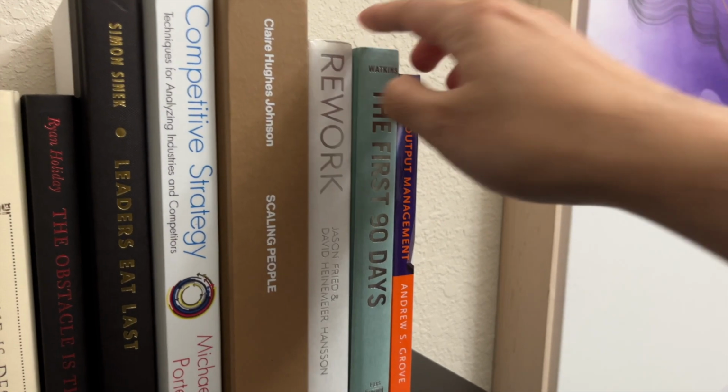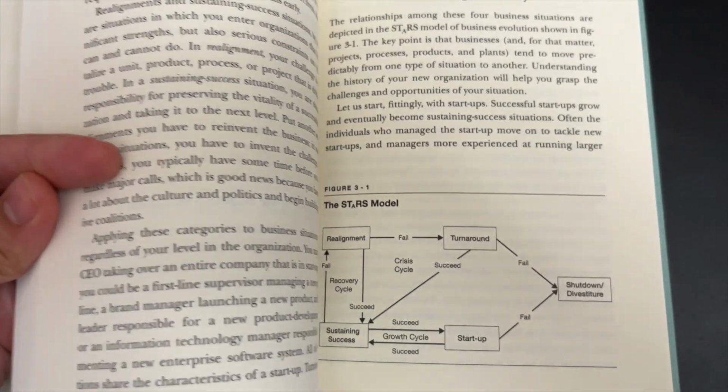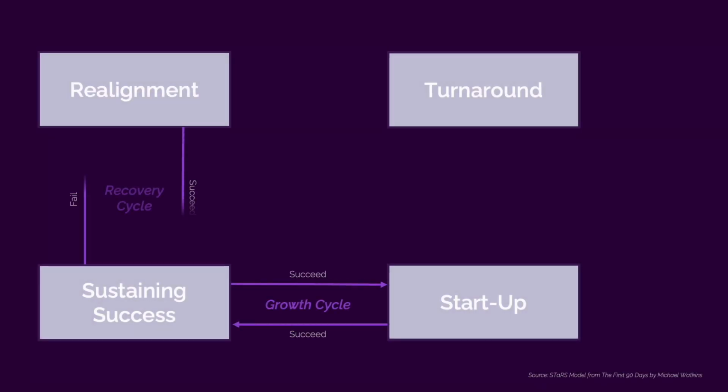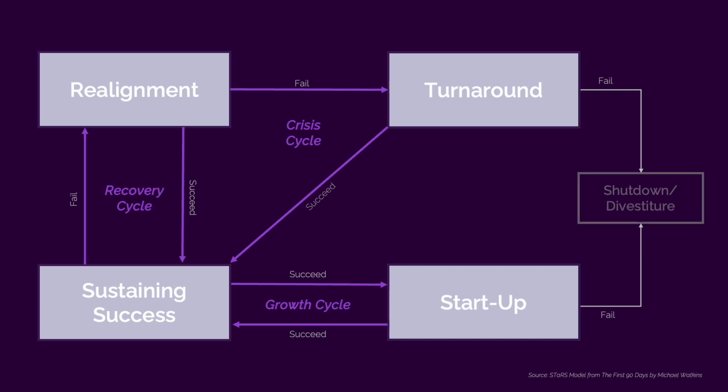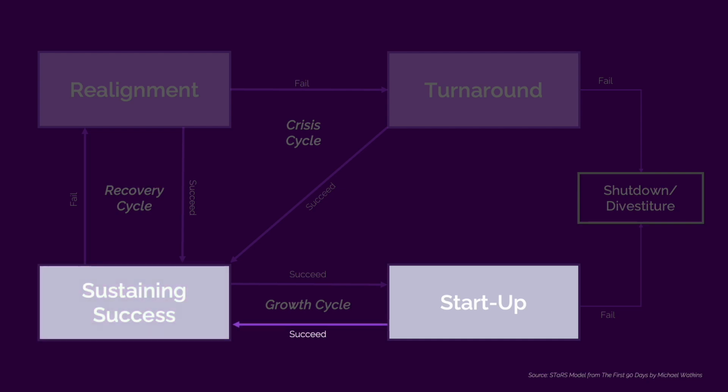We'll start with a framework from the book, The First 90 Days by Michael Watkins. The concept from the book we're using today is called the STARS model. This model is designed to help leaders understand different business situations to tailor their strategies. Companies typically begin in a startup phase and hopefully grow into sustaining success. From there, they can enter into a growth cycle where they continuously push the organization into a startup mindset and drive innovation and grow into new value propositions and markets.